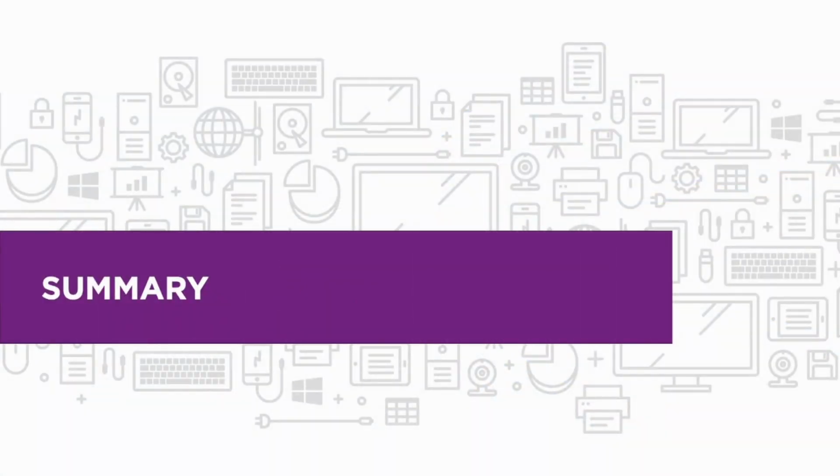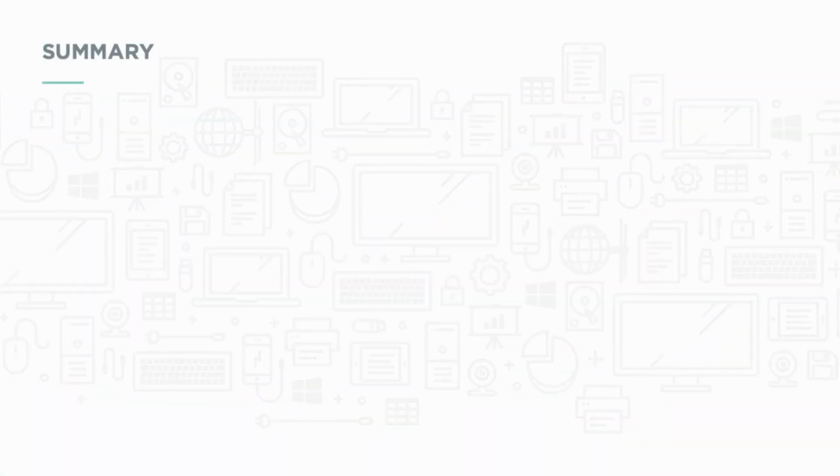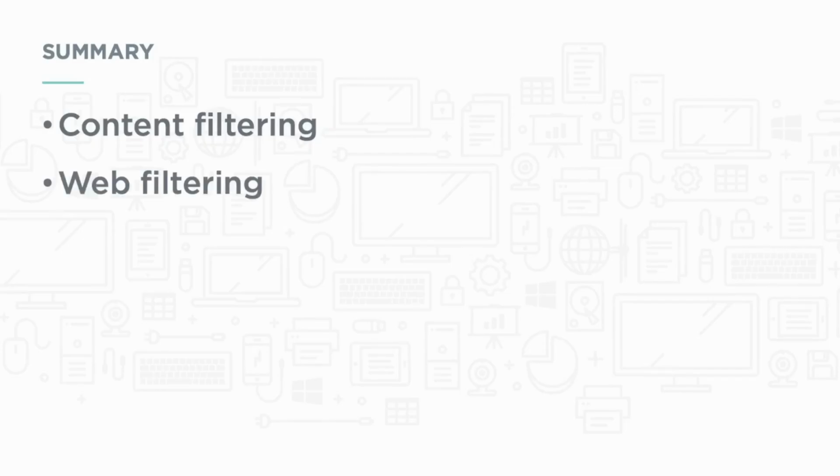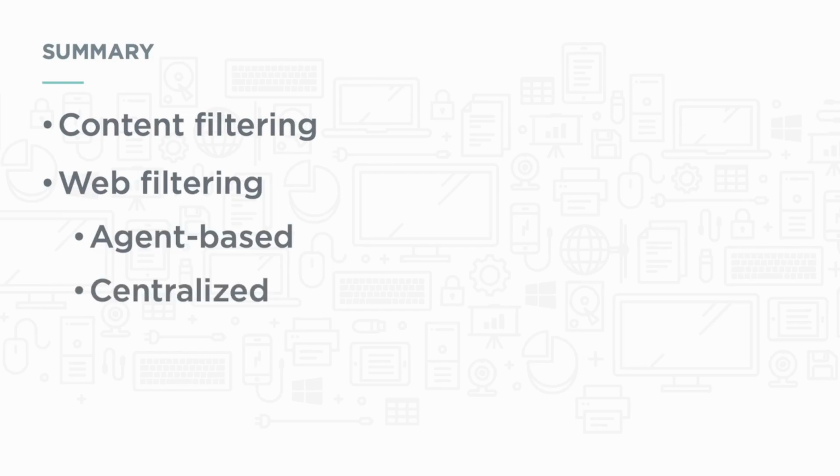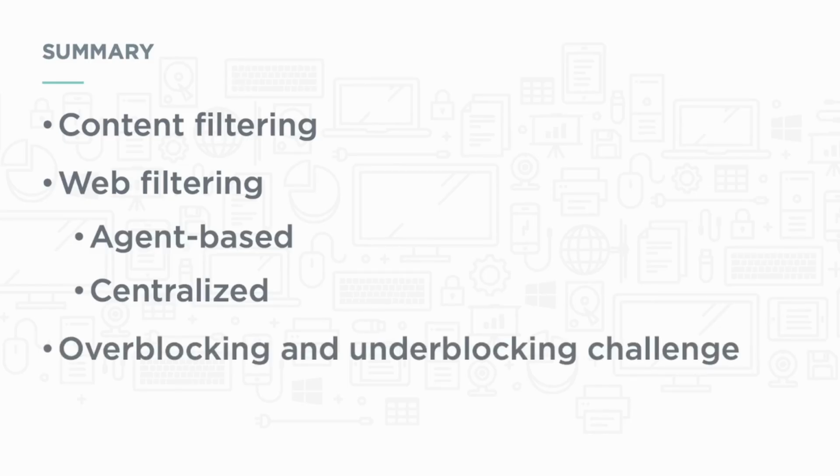Well, that's it for this lesson. In this lesson, we discussed security solutions based on content and web filtering. We looked at how content filters can either allow everything except what you specifically ban, or they can ban everything except what's specifically allowed. We then looked at two approaches to web filtering: agent-based, which is applied to endpoints, and centralized, which is provided through a proxy server that network traffic flows through. We ended the lesson by looking at the challenge of not overblocking or underblocking when applying filters so that the network is protected and users can do their work and access their resources.